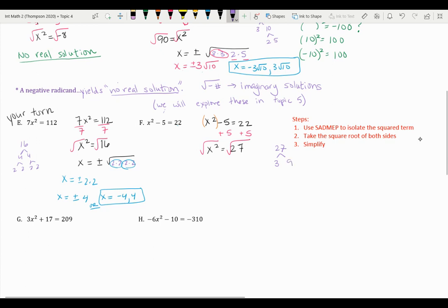All right, looking for numbers that multiply to 27, like 3 and 9. All right, and 9 breaks down to 3 times 3. So I get x is equal to plus or minus the square root of 3 times 3 times 3. One pair of 3's, I can bring that out, and I leave one 3 inside. So x is equal to -3 radical 3 and +3 radical 3.